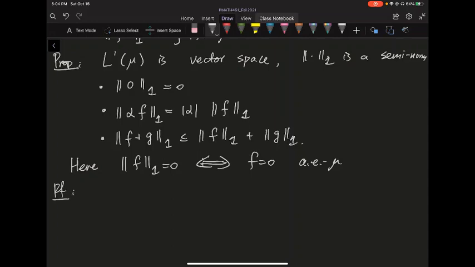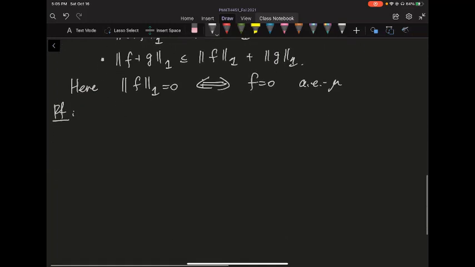To show it's a vector space, we basically just need to show it's closed under scalar multiplication and addition. But as you can see, f is integrable if and only if its one norm is finite. So as long as we can show the one norm is a semi-norm, this L1 of mu is automatically a vector space. So let's just prove it's a semi-norm. First of all, the one norm of 0 is equal to 0. That's just trivial. I'm not going to write it.